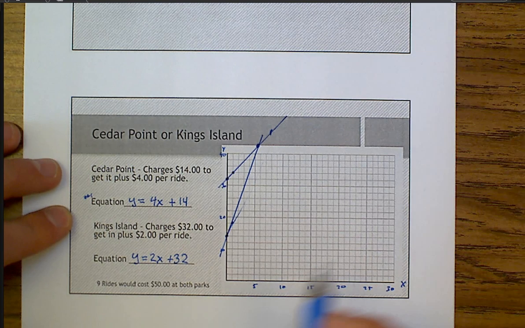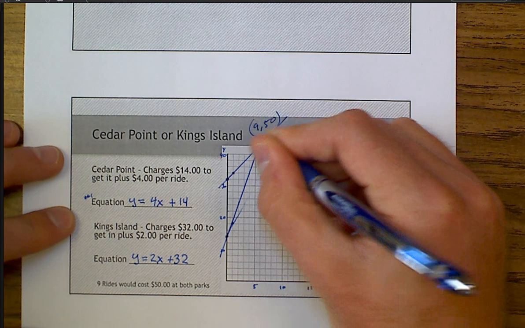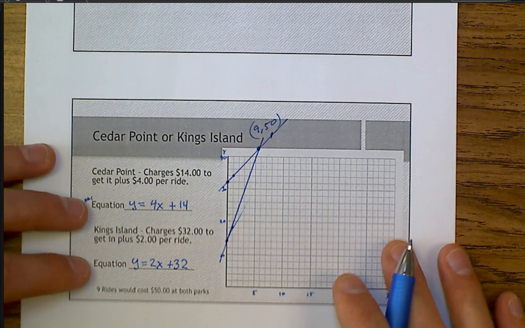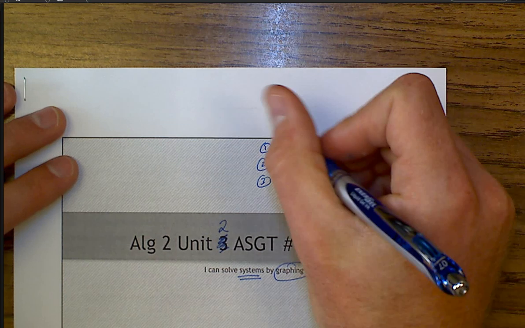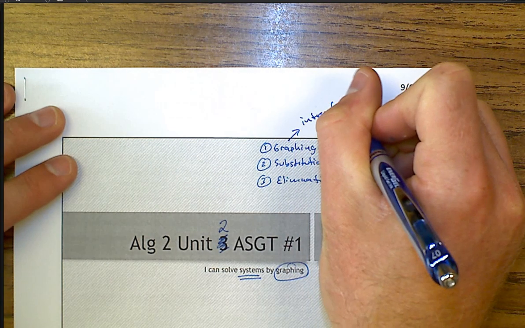But this intersection point should be at 9 and 50. And wherever the two graphs intersect, that is your solution. So when you're solving by graphing, all right, you're looking for the intersection point. That's going to give you your answer, okay? So let's turn the page.